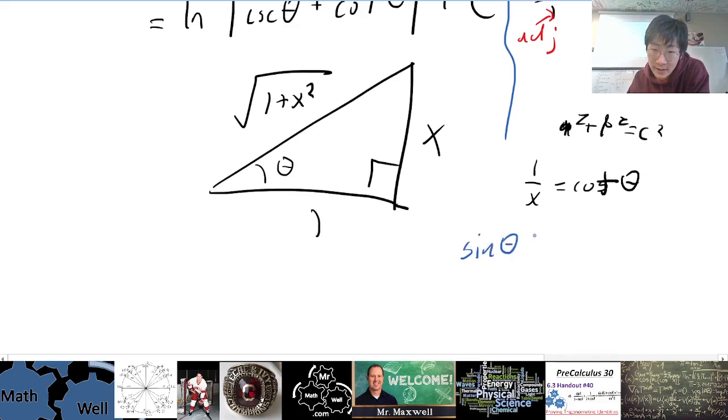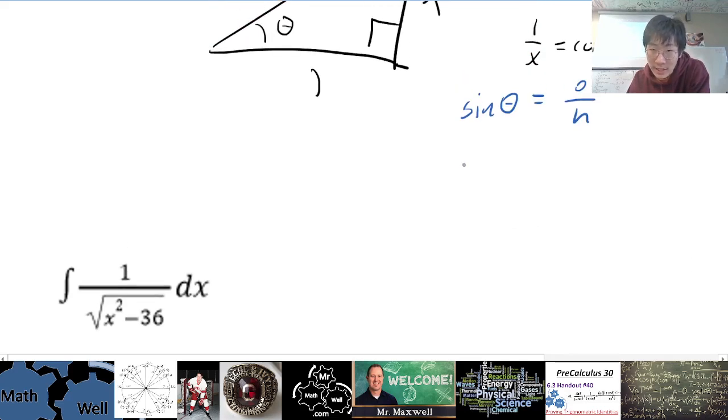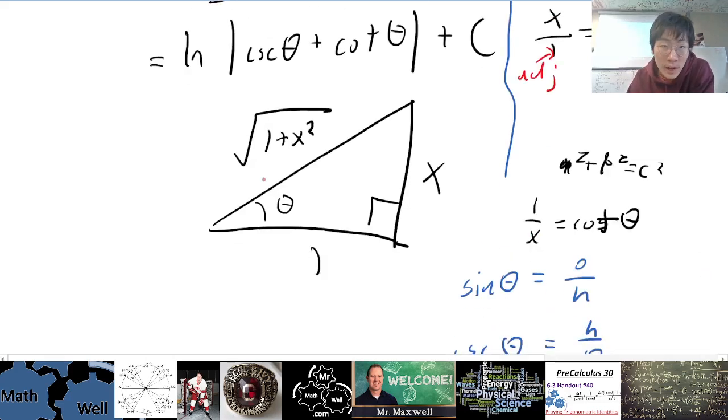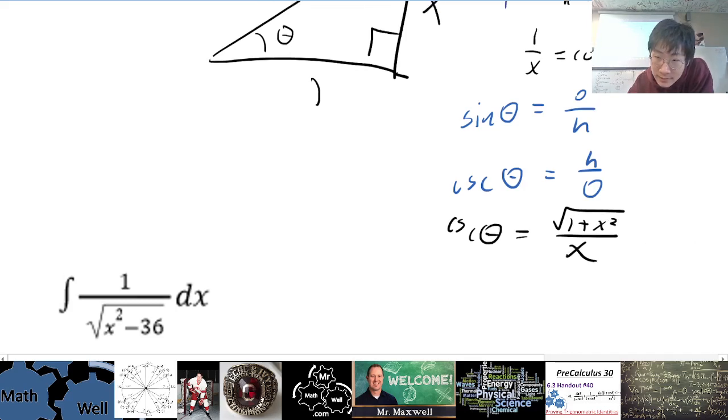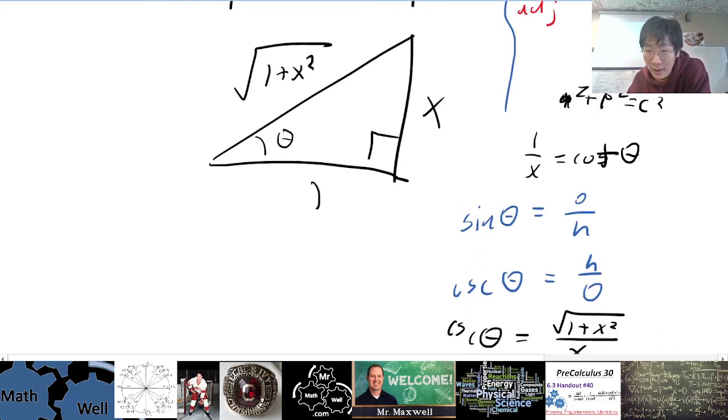If sine theta is equal to opposite over hypotenuse, then cosecant theta must be hypotenuse over opposite. In this case, our hypotenuse is root 1 plus x squared and our opposite is x. So in our specific case, cosecant theta is going to equal root 1 plus x squared over x. All right. Now let's clean it up a bit so we can finish this once and for all.